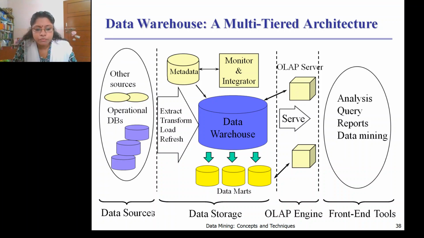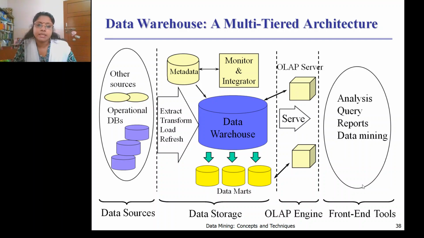And next is the OLAP operation. So, OLAP server. The first tier is the data sources tier, the second tier is the data storage tier, and the third tier is the OLAP engine. The OLAP engine is the OLAP operations, or the analysis operations that we are doing with that particular server. In the OLAP server, different cubes will be there, and finally after analysis you will visualize, query and report, generate reports, and also perform data mining operations. So these are the front end tools.